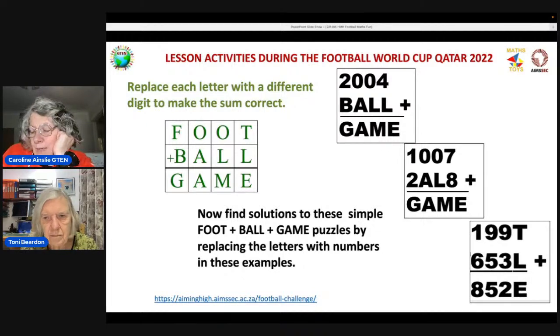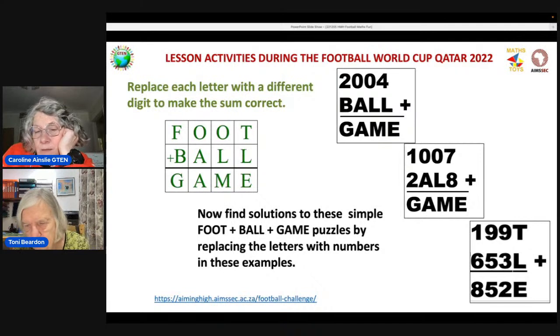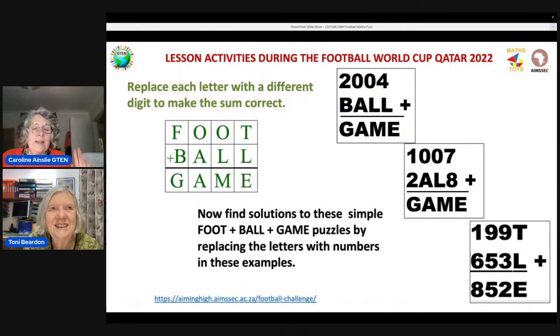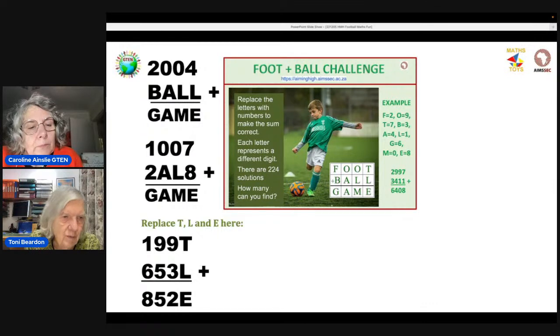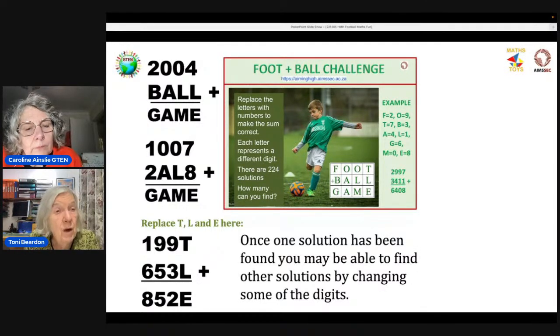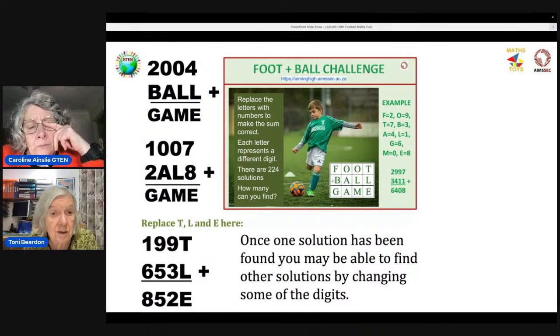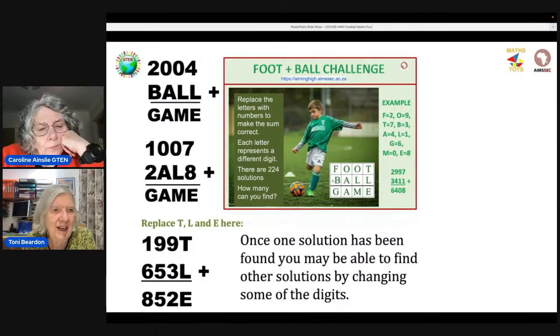So could it be 1997 plus? No, because L has to be 3. Exactly. L has to be 3. Okay, so since L has to be 3, then there is only one solution to that one. So what you find is, once you've got one solution, you can often tweak it a little, just make a small change in one or two of the digits and find other solutions. And actually, there are 224 solutions here.